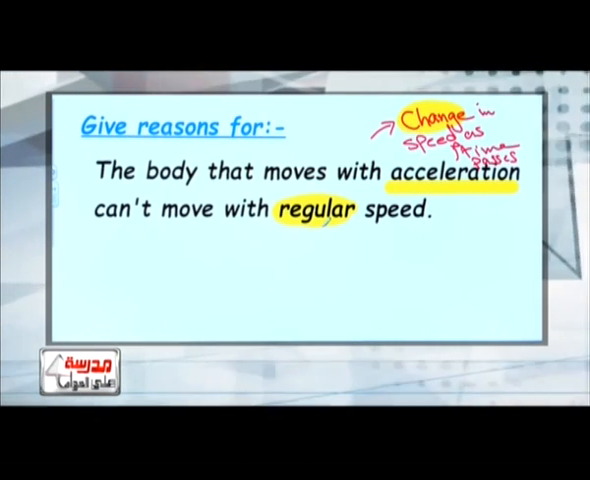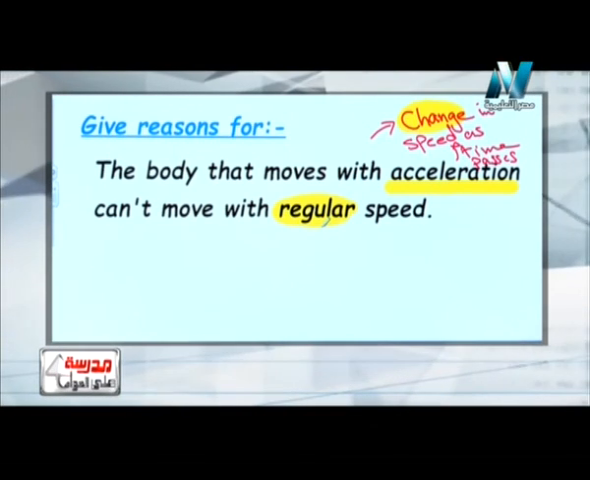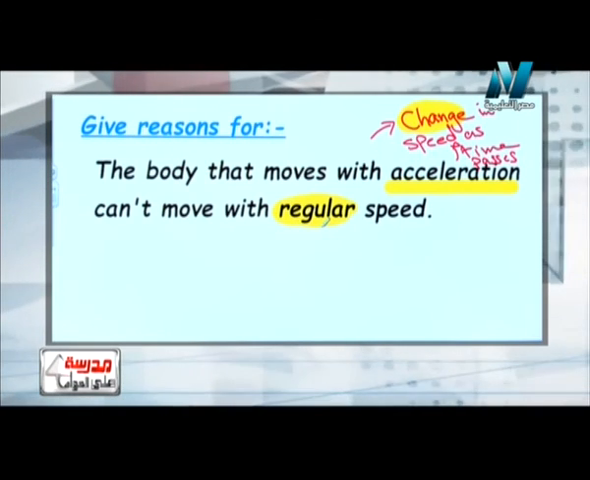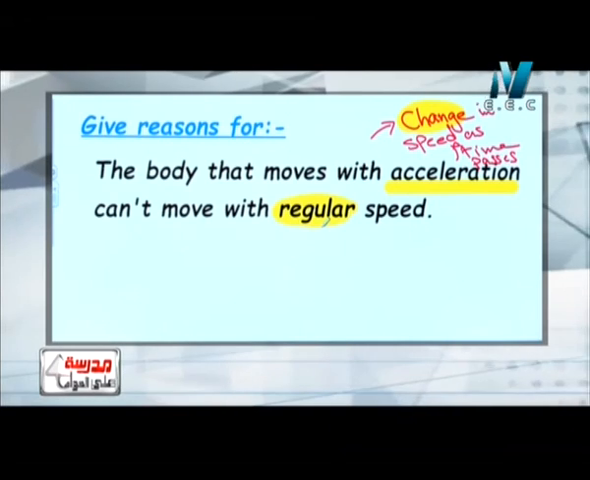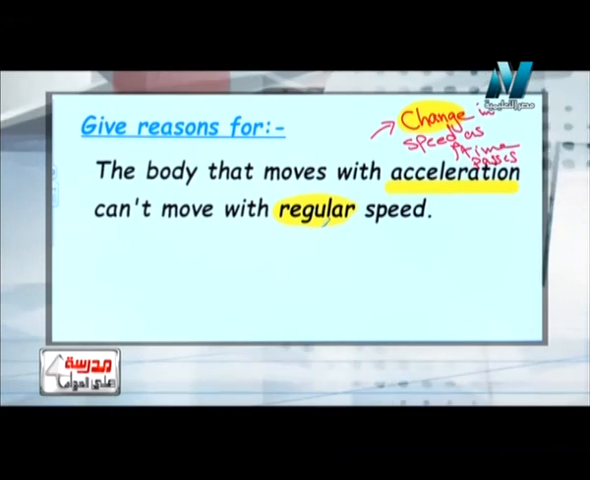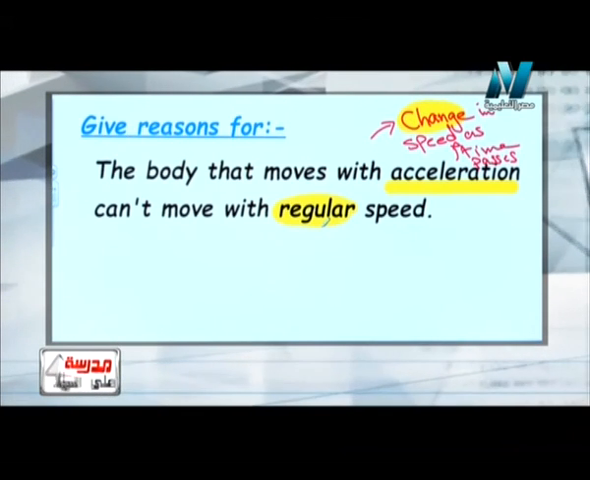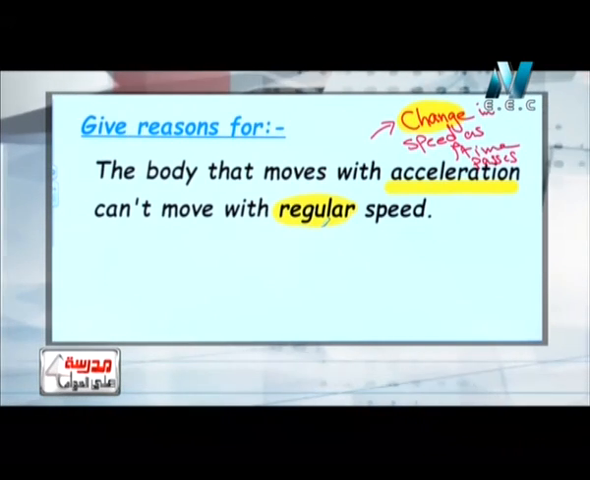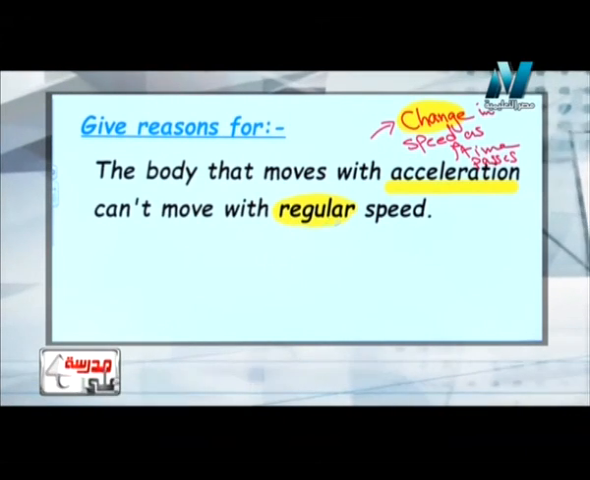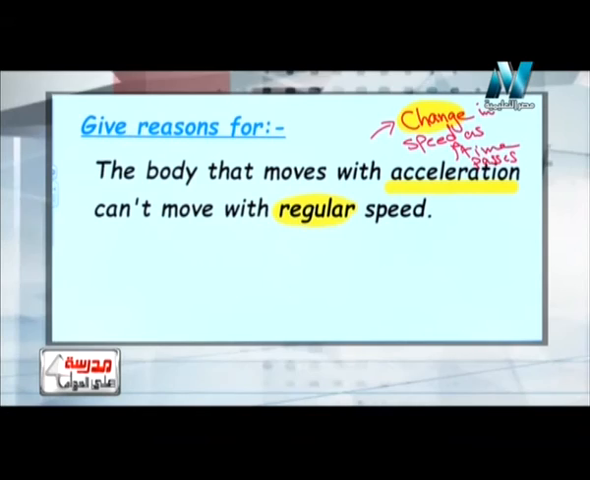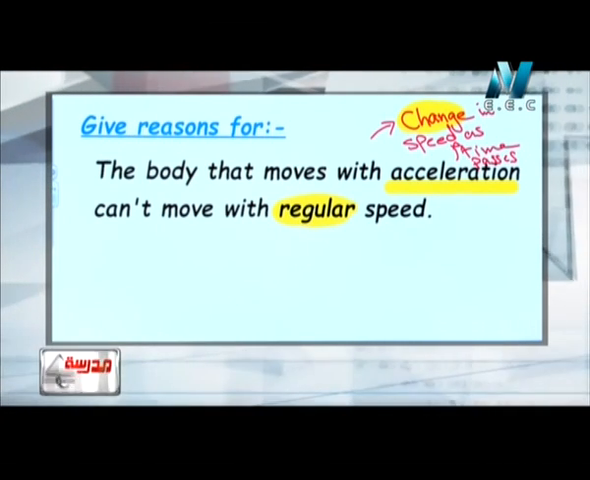As we said in the previous episode, the motion of the moon around the earth or the motion of the earth around the sun is considered regular speed. تعتبر سرعة منتظمة because the speed doesn't change. A body moving with regular or uniform speed, its speed doesn't change. سرعته ما بتتغيرش, like the moon around the earth or the earth around the sun.